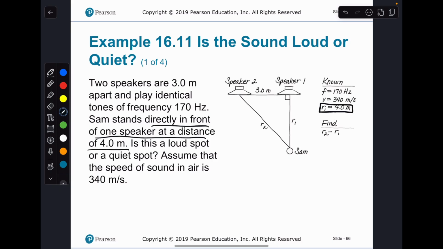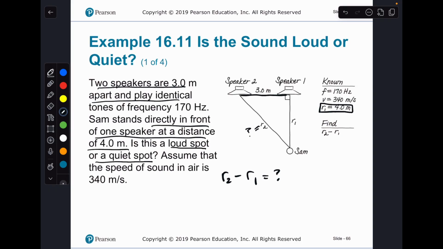And what we also know is that the two speakers are 3 meters apart, this distance here. What we don't know is R2. But we need R2 in order to determine if this is a loud or quiet spot, right? A loud spot would be constructive interference, and a quiet spot would be destructive interference. And so in order to figure out what condition is present at that location, we need to find the path length difference. So the question is, what is R2?